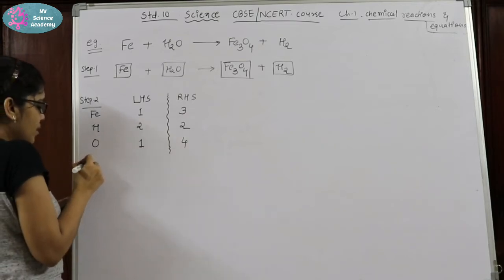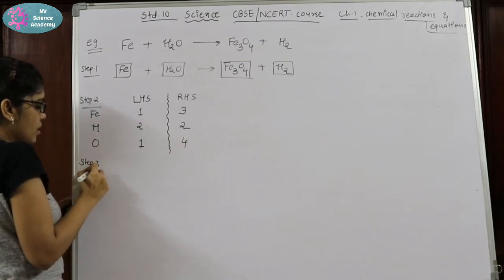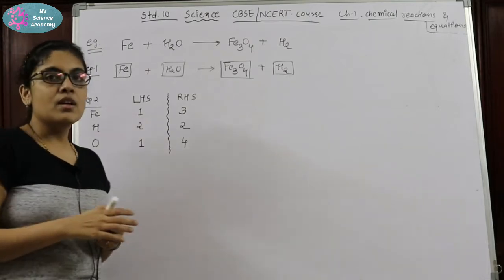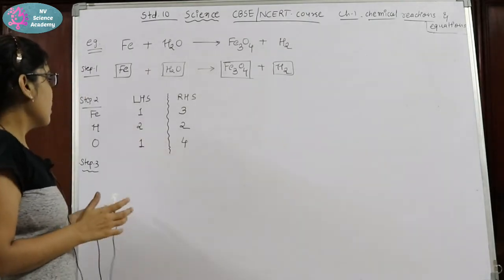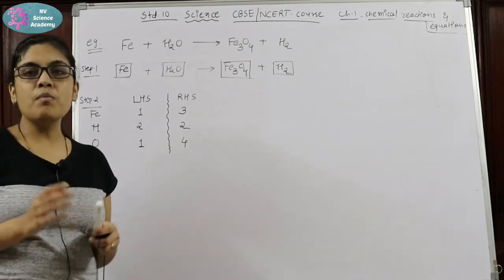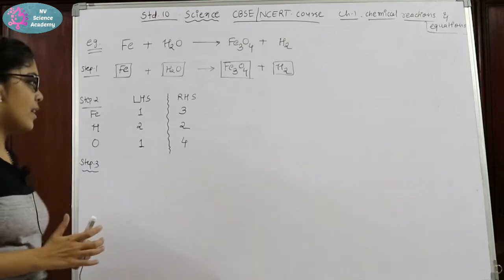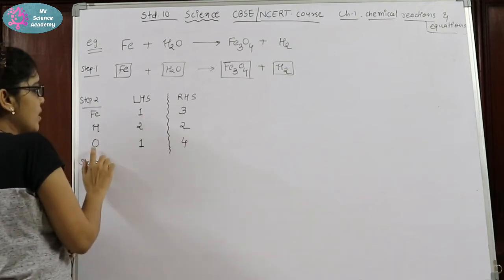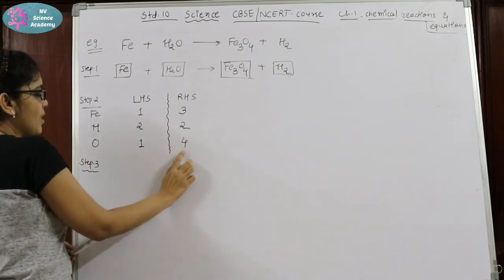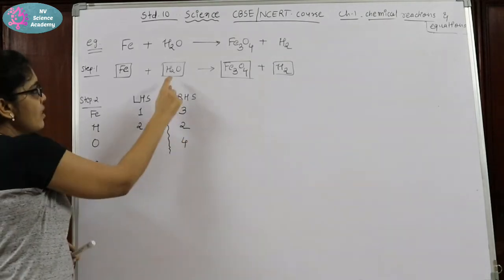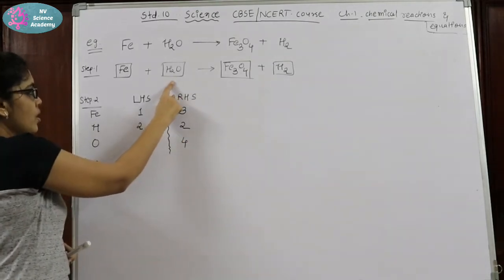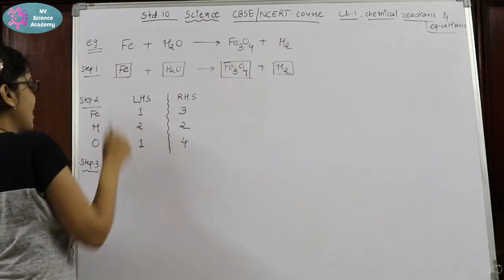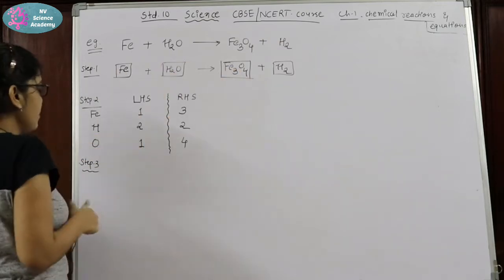Now step 3, start to balance the equation with the element which has the maximum number of atoms. So in this list you can see oxygen has the maximum number. So we will start to balance this equation from oxygen. So let's write this down again.